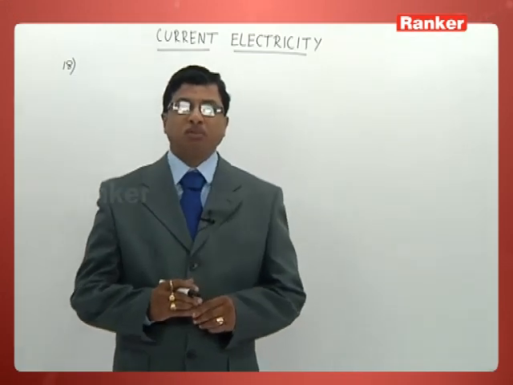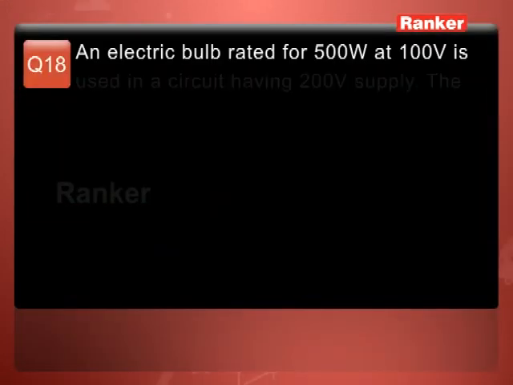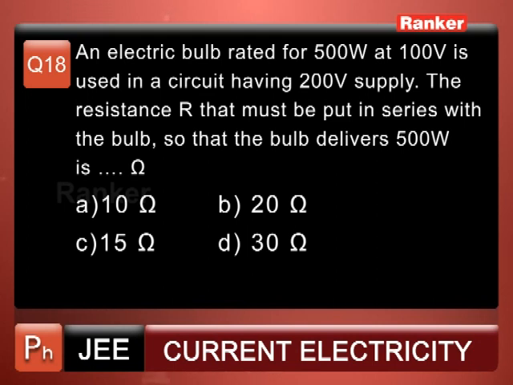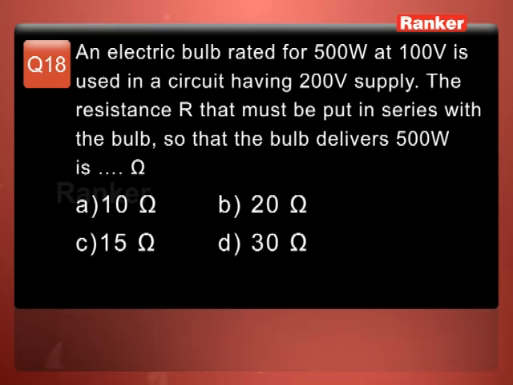Let us check problem number 18, the next number. An electric bulb rated for 500 watt at 100 volt is used in a circuit having 200 volt supply. The resistance capital R that must be put in series with the bulb so that the bulb delivers 500 watt is how many ohms? The correct answer for this one is going to be 20 ohm.